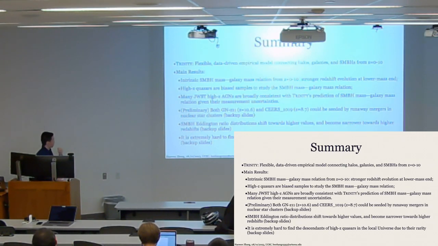Secondly, high redshift quasars are biased samples to study the black hole mass versus galaxy mass relation, and this bias can be quantified by Trinity. And thirdly, many JWST high redshift AGNs are broadly consistent with Trinity's prediction of the black hole mass versus galaxy mass relation, given their luminosities and measurement uncertainties.